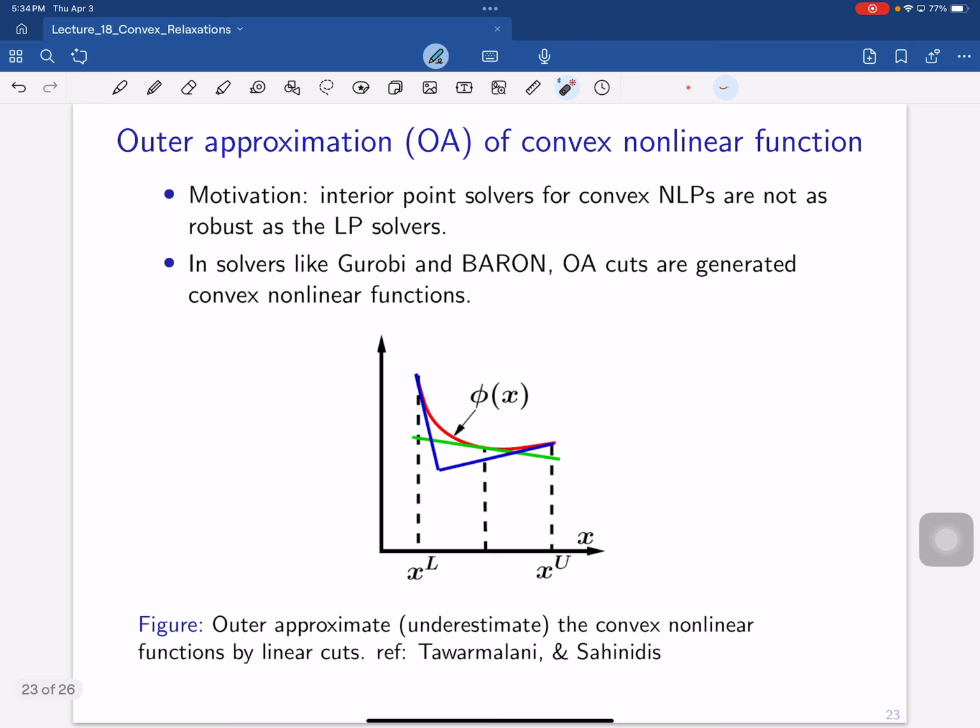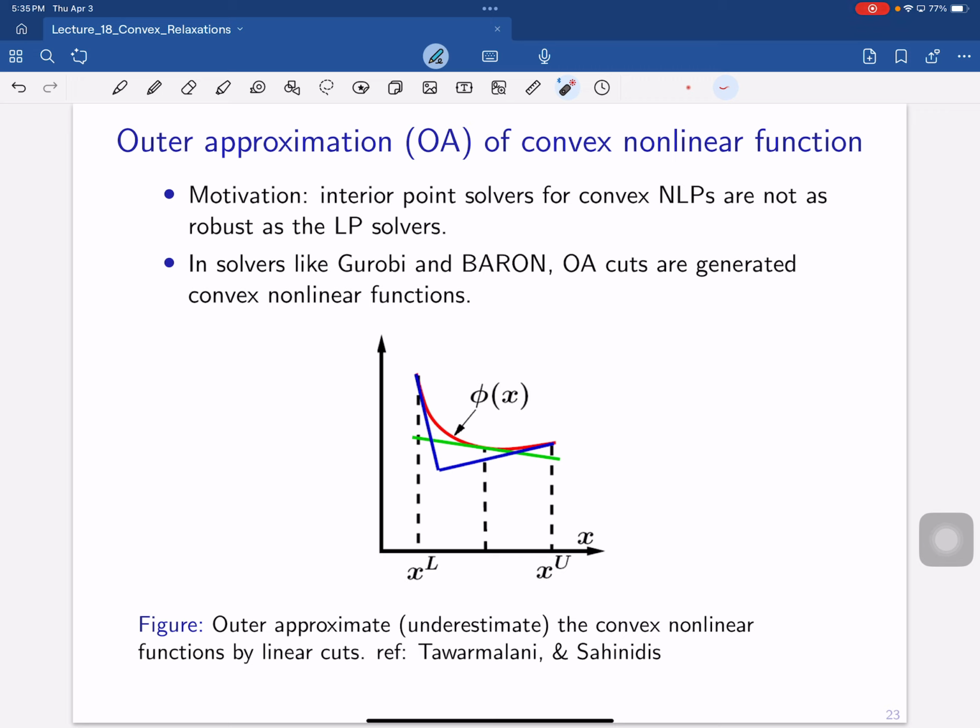Yeah. Now, another thing I will describe very briefly is what if we have a convex nonlinear function and we would like to come up with a linear relaxation, right? If you want to take advantage of linear solvers, you do not want to use interior point solvers for convex nonlinear programs, right? Because they are not as robust as linear programming solvers. So in solvers like Gurobi and BARON, usually they will generate so-called outer approximation cuts for convex nonlinear functions, instead of directly solving that convex nonlinear problem.